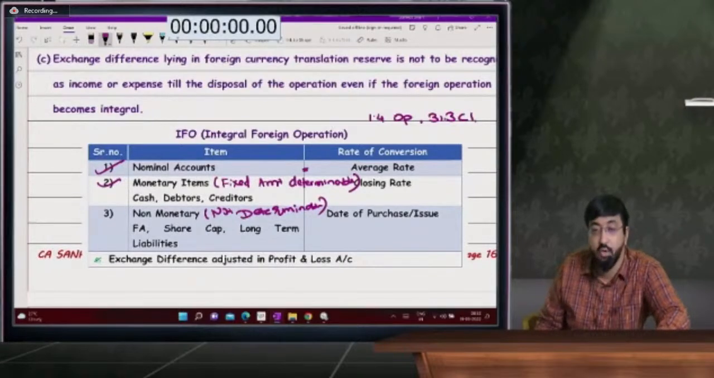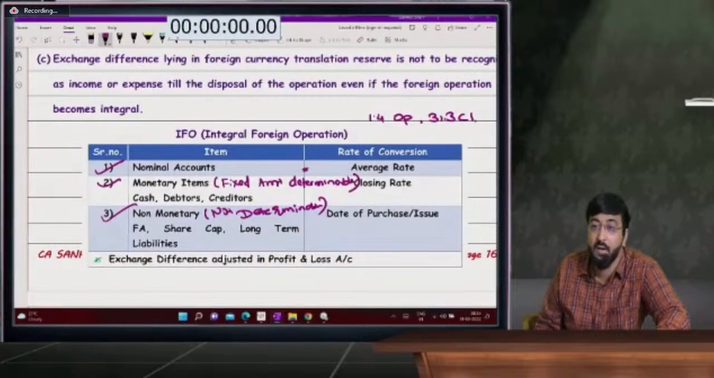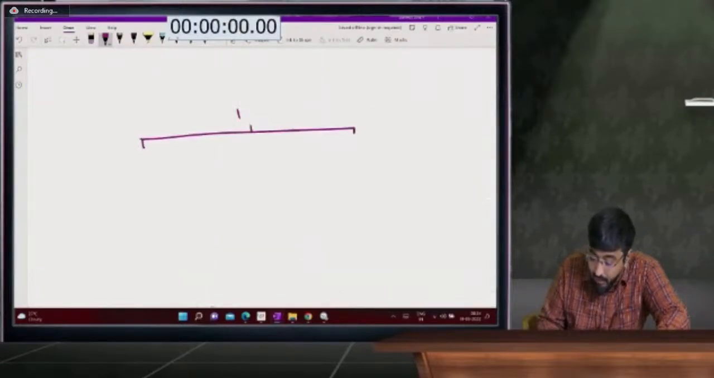Monetary items, closing rate. Non-monetary items, date of purchase or issue. Cash, debtors, creditors, closing rate. Non-monetary: fixed assets, share capital, long-term liabilities. See, beta, after conversion, now see the logic. After conversion, there is a trial balance difference.